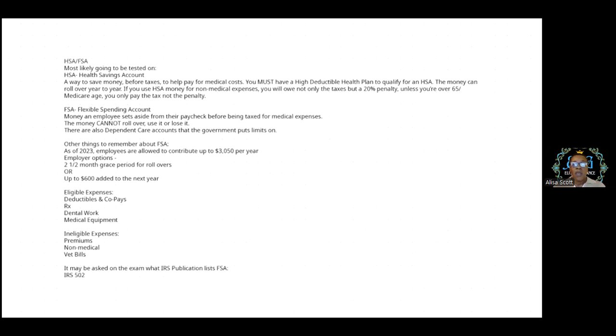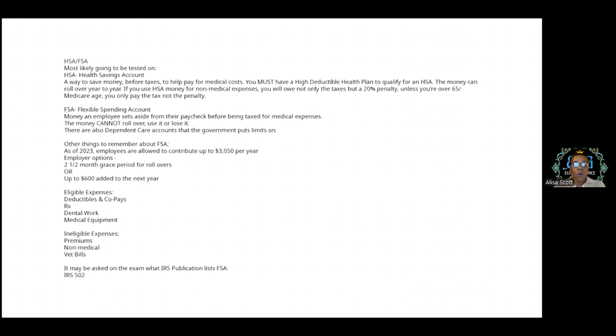There is a big difference between HSA and FSA, besides the fact that you can only use it for medical expenses. With FSA, you cannot roll the money over from year to year like you can with your HSA. By the end of the year, if you still have funds available in your FSA, you have to use it or you will lose it.